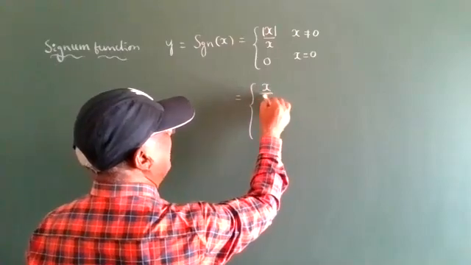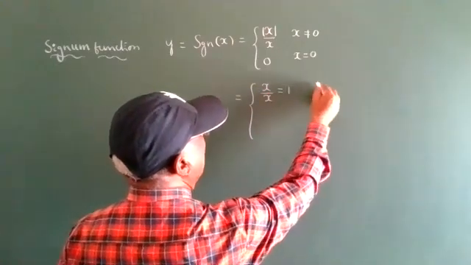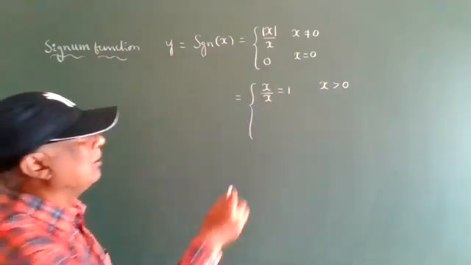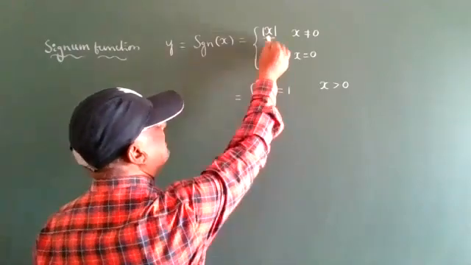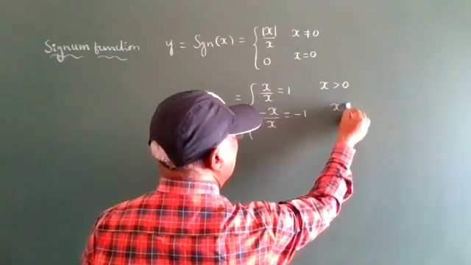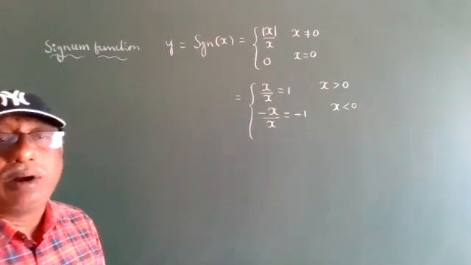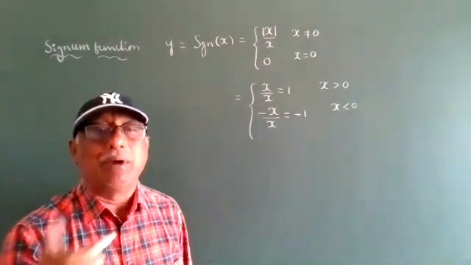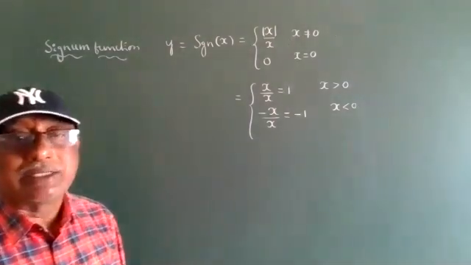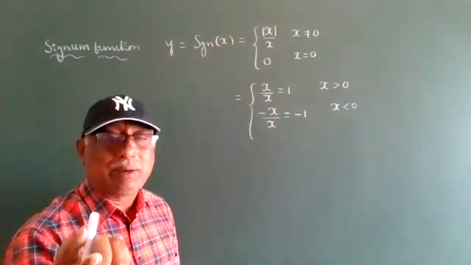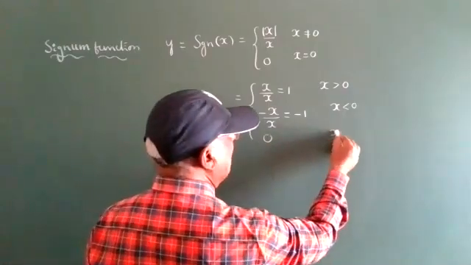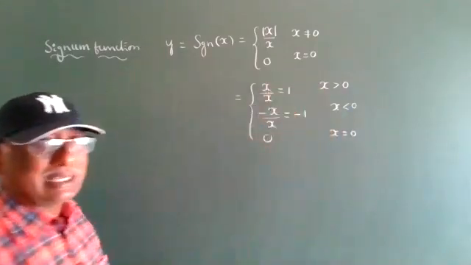So x by x, its value is 1, when x is a positive value. Minus x by modulus x is minus x by x, which is minus 1, if x is less than 0. I already told you, modulus x keeps the same sign: positive means positive will come, negative means negative will come. Okay? Minus of minus x will become plus x only. So 0 for x equal to 0. This is the definition of the signum function.